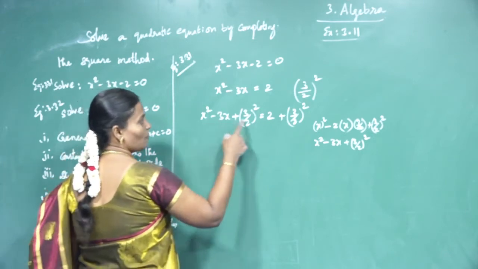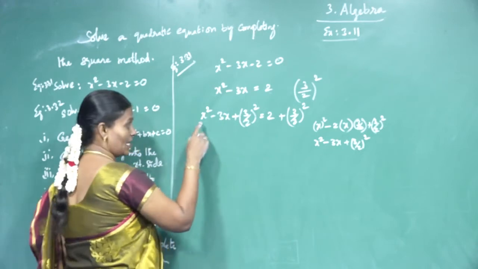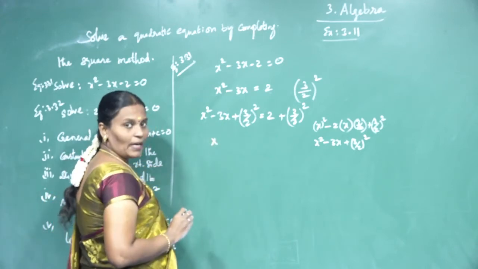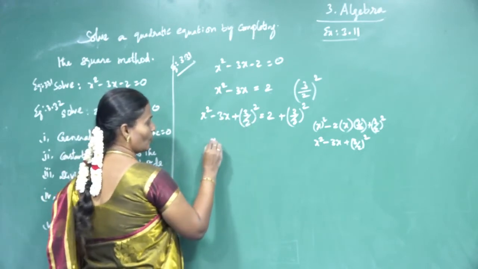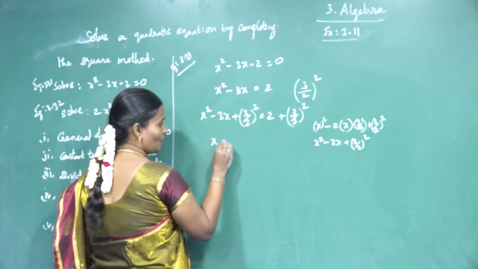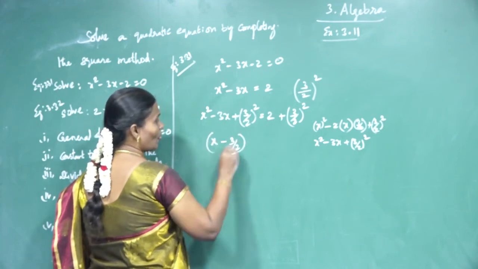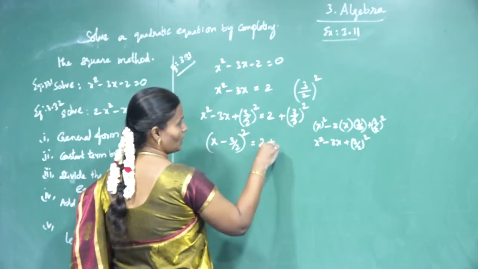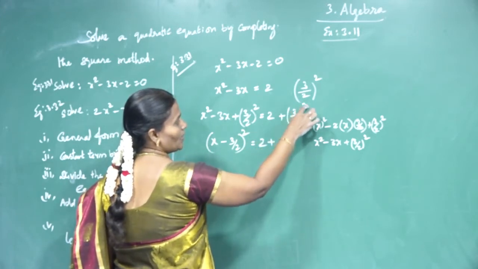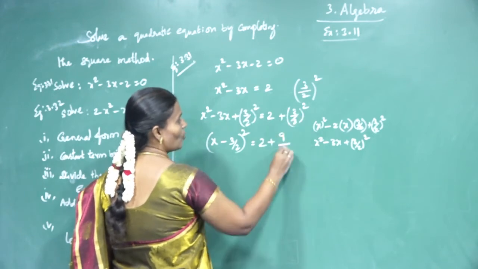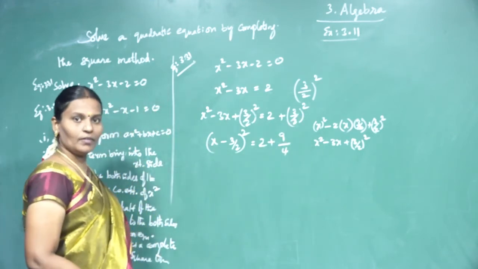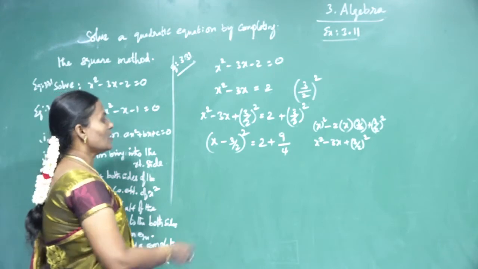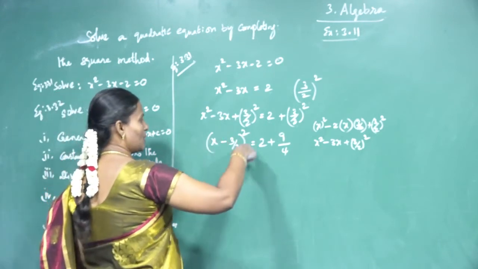So a minus b the whole square means, here what is a? a is x. What is b? 3 by 2. So a minus b means x minus 3 by 2 the whole square. This is equal to, on the right side, 2 plus 3 by 2 the whole square, which means 3 square is 9 and 2 square is 4. Understand, children? Yes.